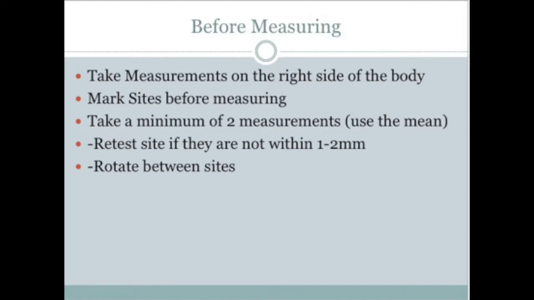Before beginning your assessment, be sure to consider these items. It is important to take all measurements on the right side of the body. Mark each site before measuring. Take a minimum of 2 measurements per site and use the mean of the 2 measurements for calculation. Retest the site if they are not within 1 to 2 millimeters of each other and rotate between sites.